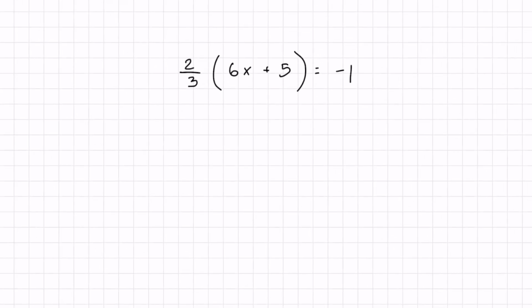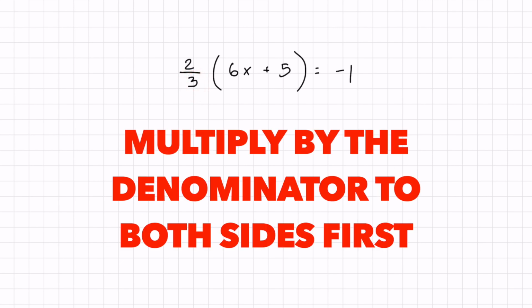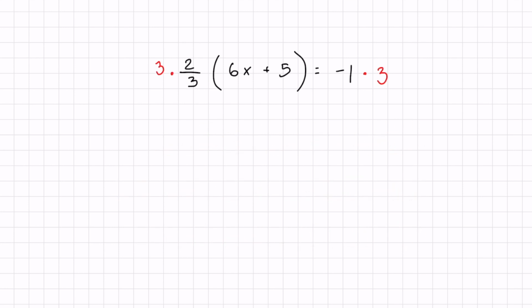Let's say we got 2/3 times a set of parentheses that we might be tempted to distribute, but don't do that. You don't have to do that when you get a problem like this. Here's the shortcut I want to show you. Just look at this denominator in front of the parentheses, and if we multiply by that denominator on both sides, then they should cancel out like what we learned from the shortcut.